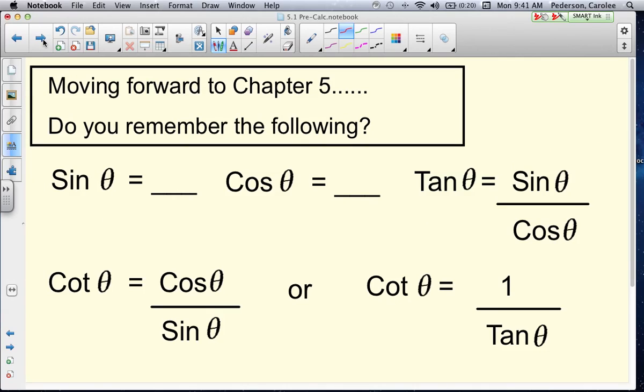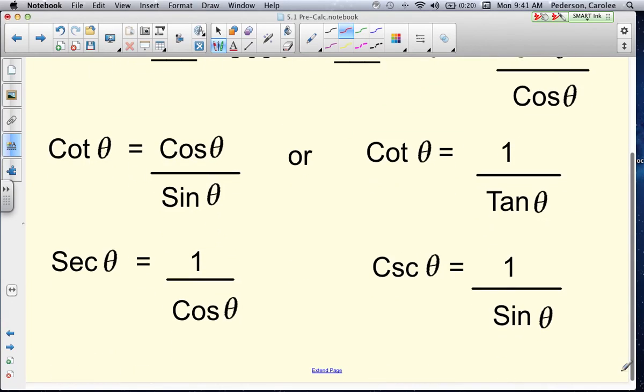So just to review a few things for you. Do you remember sine, cosine, tangent from chapter 4? You're going to see a lot today that the sine of theta over the cosine of theta is the tangent, or the cotangent of theta is cosine over sine. Also, the sine of theta is 1 over the cosecant. Cosecant is 1 over the sine. And then down below, a couple more identities. You don't need to write these down, they're already in your notes. The secant is 1 over the cosine, cosecant is 1 over the sine.